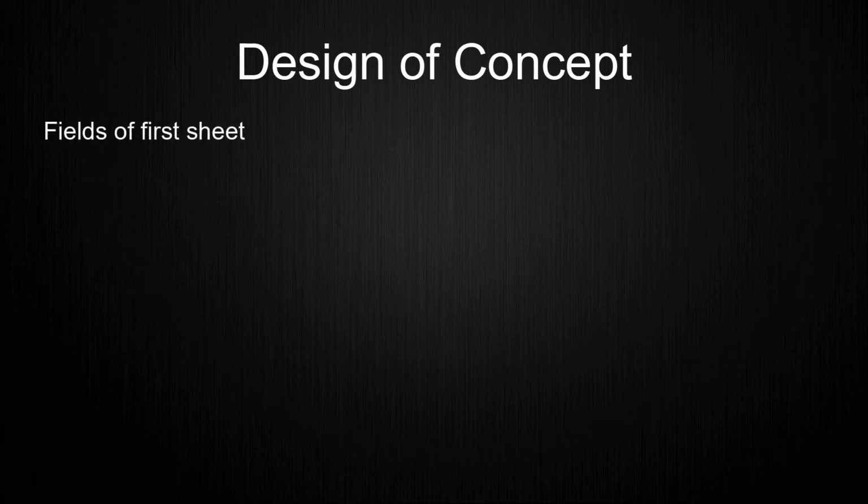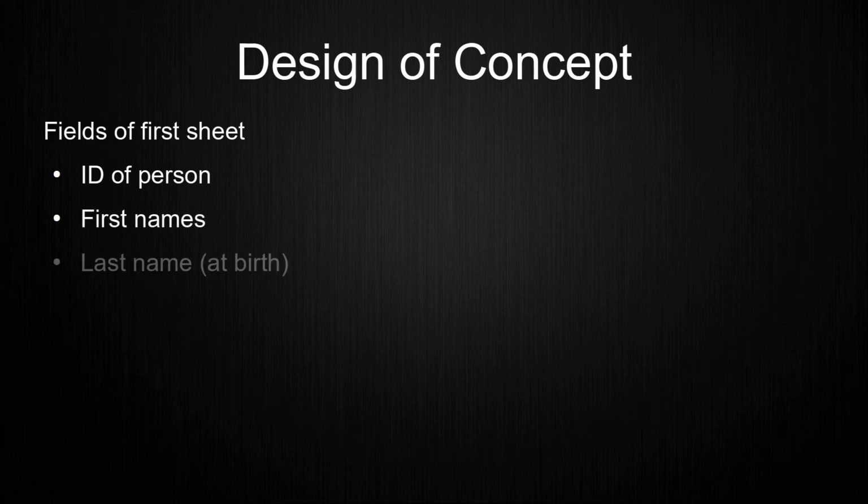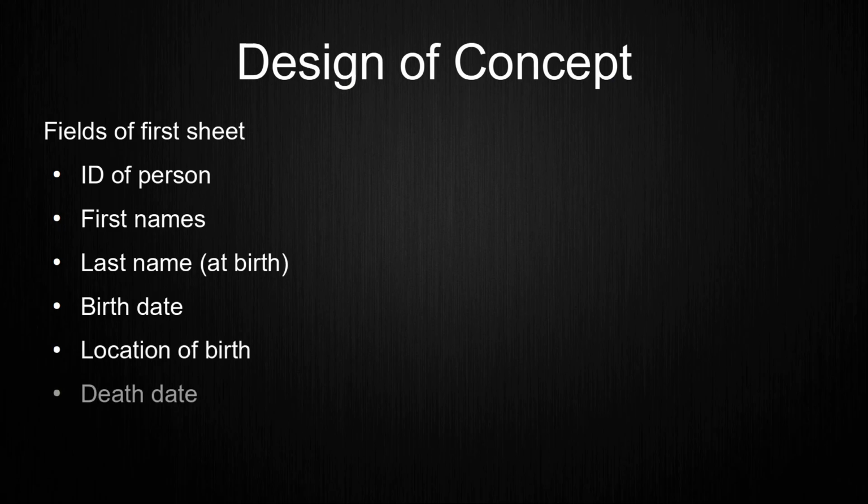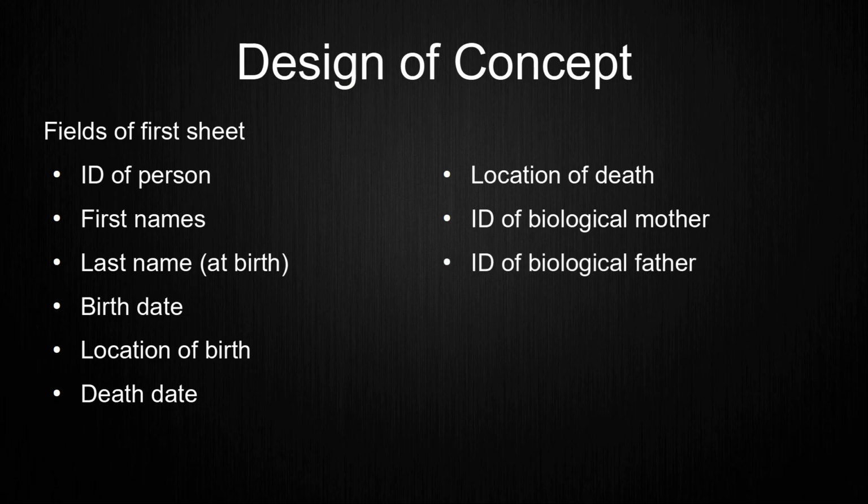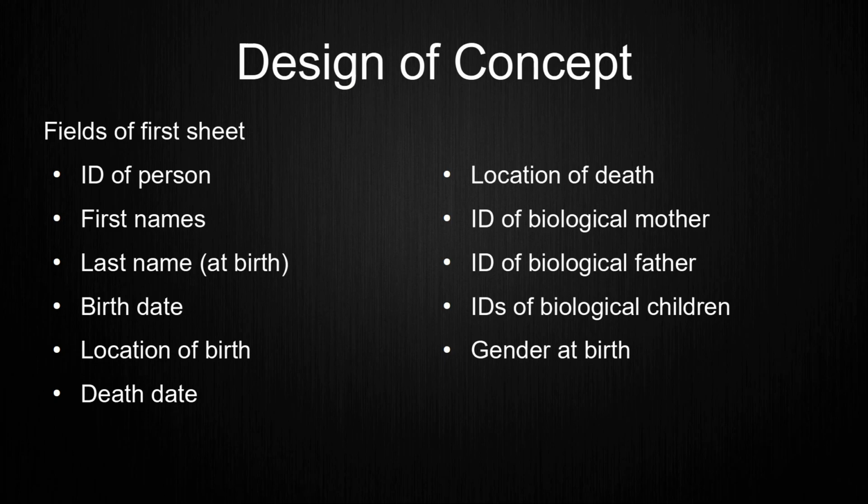The fields of the first sheet are the following: the ID of the individual person, the first names of the person, the last name the person had at birth, the date of birth, the location of birth, the date of death, the location of death, the ID of the biological mother, the ID of the biological father, the IDs of the biological children, the gender at birth, and a flag whether the person is still alive.